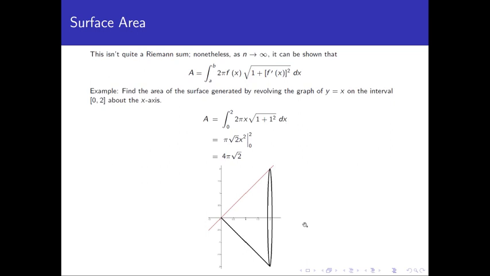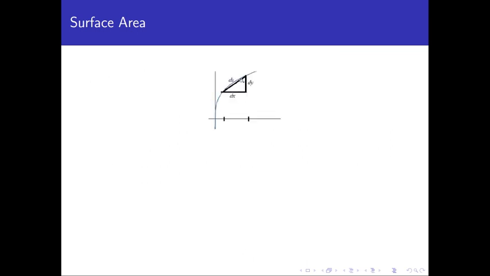All right. So this blue curve is just some arbitrary function. These dx, dy, and ds are representing differentials. So your dx is your change in x, and your dy here is your change in y. Your ds then is the change in the arc length.